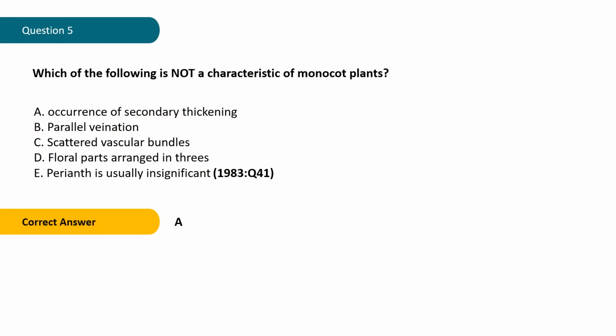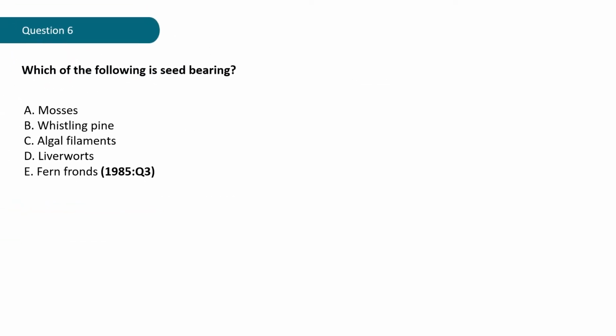Question 6. Which of the following is seed bearing? A. Mosses, B. Whistling pine, C. Algal filaments, D. Liverworts, E. Fern fronds. That's gotten from the year 1985, question 3. Let's give it a try.